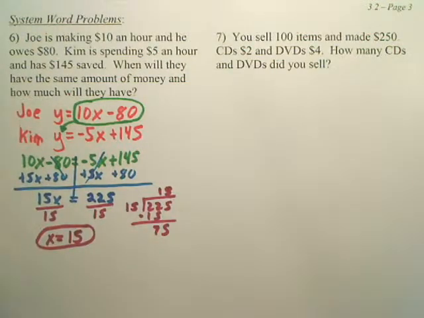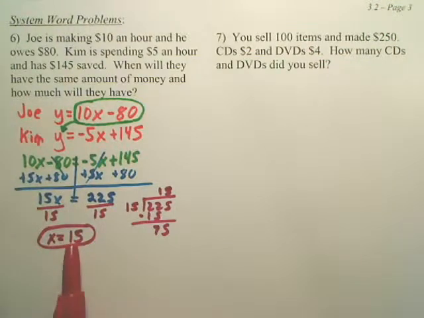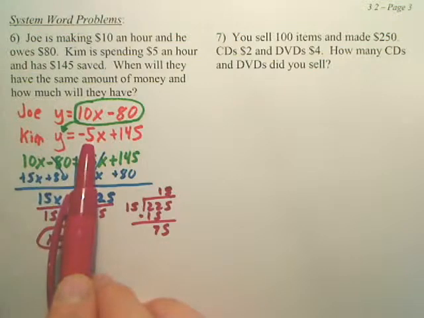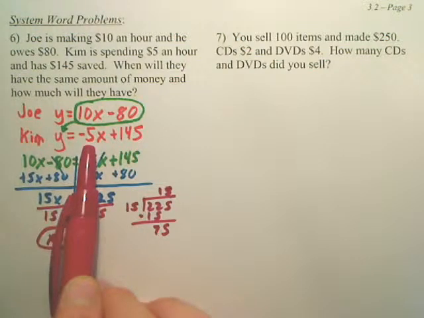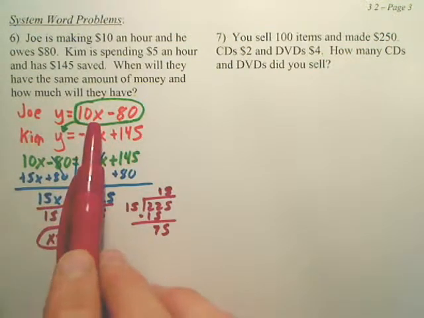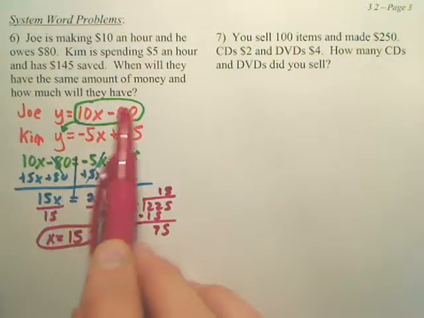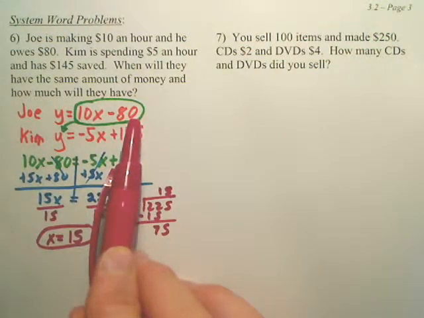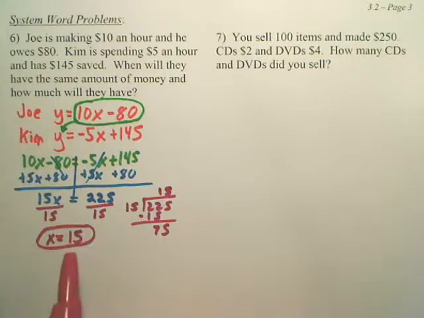What does that mean? In 15 hours, they'll both have the same amount of money. Again, if Kim keeps spending money at 5 bucks an hour, and if he keeps making 10 bucks an hour, even though he's in debt to begin with, once he pays off his debt, in 15 hours they will have the same amount of money.